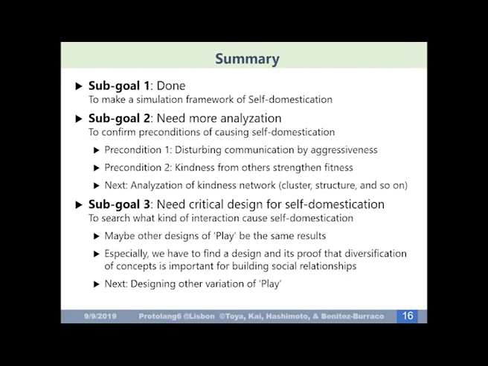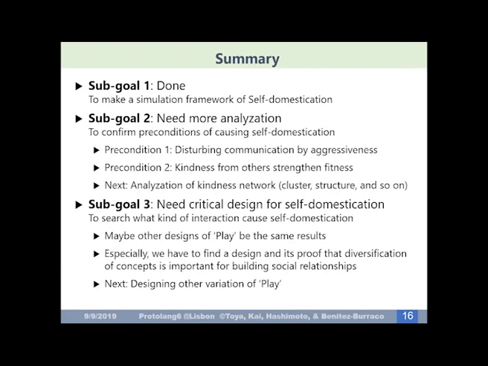Finally, this is a summary. We have set three sub-goals. Sub-goal one, to make a simulation framework of self-domestication, is done. And sub-goal two, to confirm preconditions of causing self-domestication, we need more analysis on this one. Precondition one is disturbing communication by aggressiveness, and precondition two is kindness from others. Kindness from others strengthens fitness.